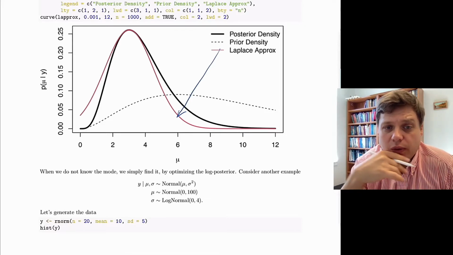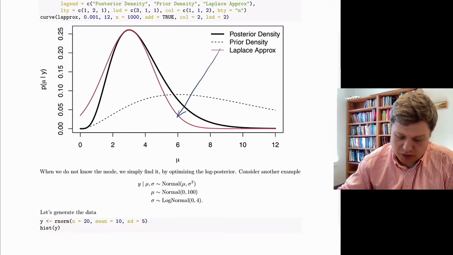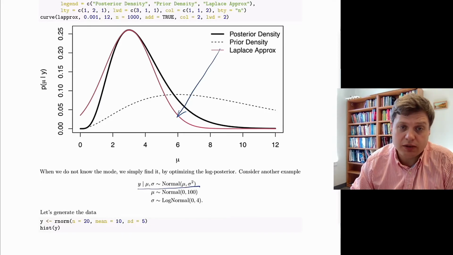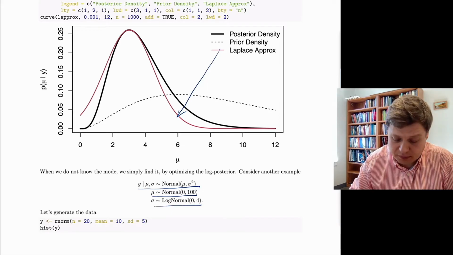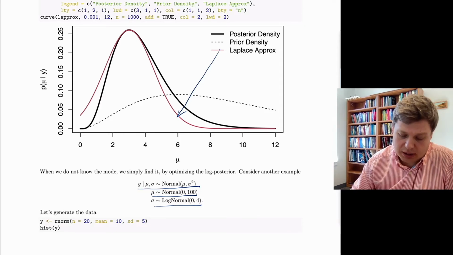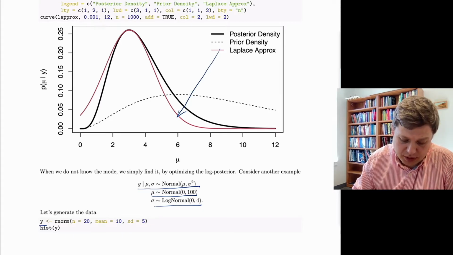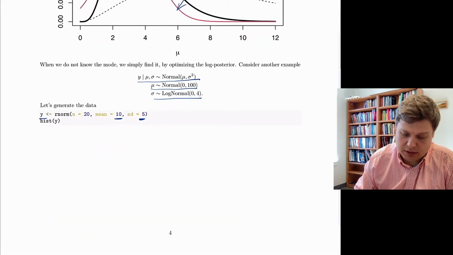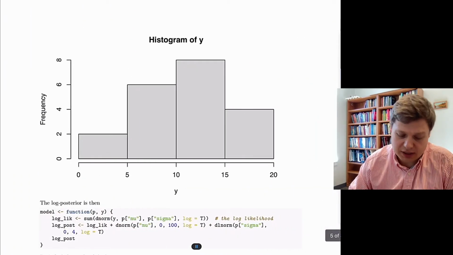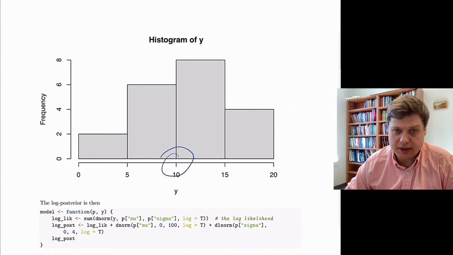And in this example, we actually don't have the analytical posterior, so we don't have much to compare with. Now we have a normal likelihood here, and we have a normal prior for the mean and a log normal prior for the standard deviation. This is not a conjugate case, so we cannot calculate the analytical solution here, and we just generate the data here with mean 10 and standard deviation equal to 5, and that's the histogram of the data. So most of the observations are around this mean equal to 10.